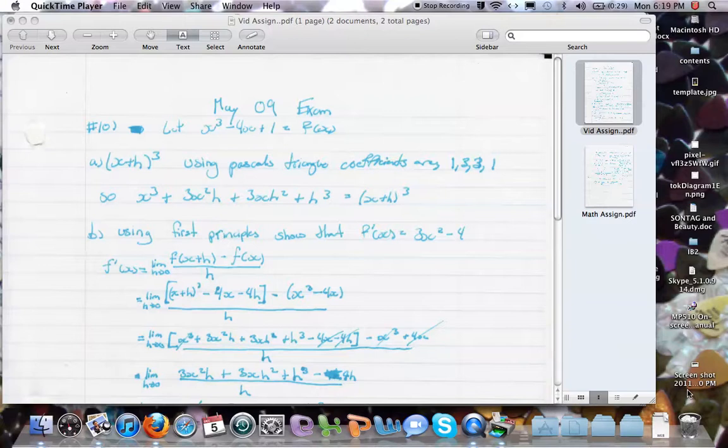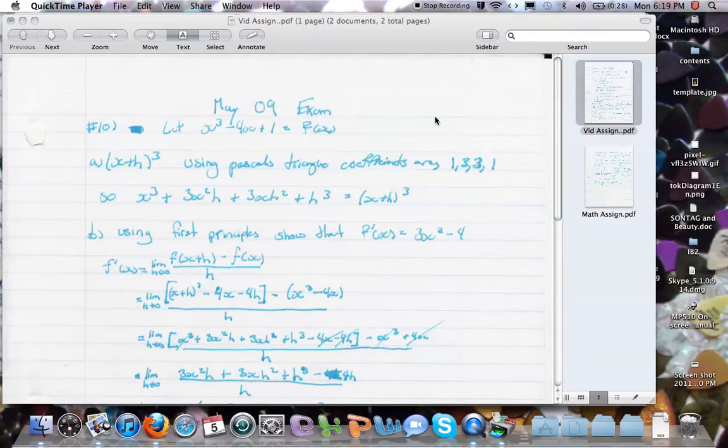So this is my video assignment question that I was assigned. For this I'm doing question 10 on the May 2009 exam of paper 2. The question first starts off by saying let f of x equal x cubed minus 4x plus 1, which I've written here. You're going to be coming back to this every time you use the question. It's going to be very prevalent throughout.